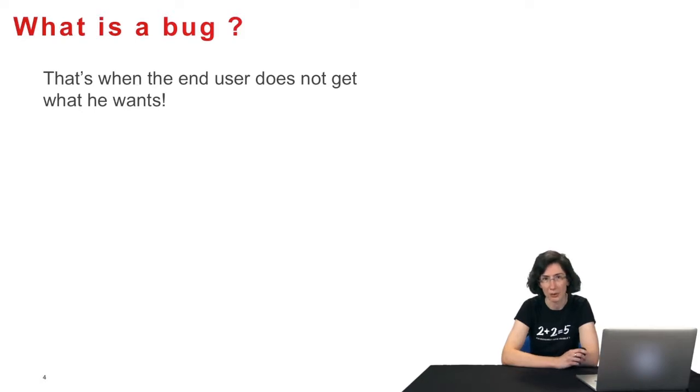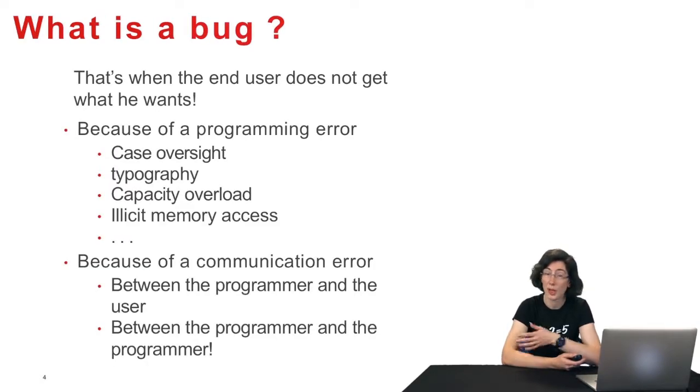So what is a bug? Actually, a bug is what happens when the end user does not get what he wants. Bugs can occur for many reasons. It can be a programming error, which means the programmer made a mistake: forgetting a special case, or a typo. Having a capacity overload like what I just talked about. Illicit memory access, which means accessing a memory space that was not intended to be accessed, and so that was not initialized with the correct value. Or a whole lot of other mistakes.